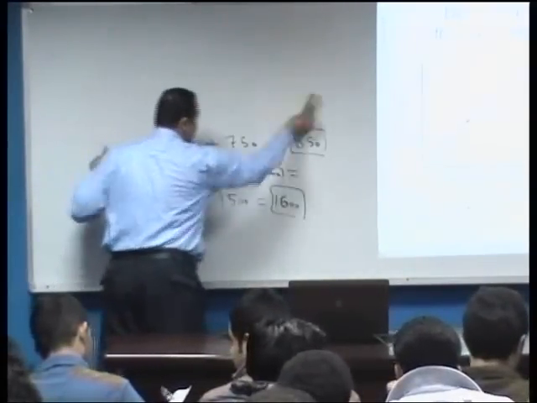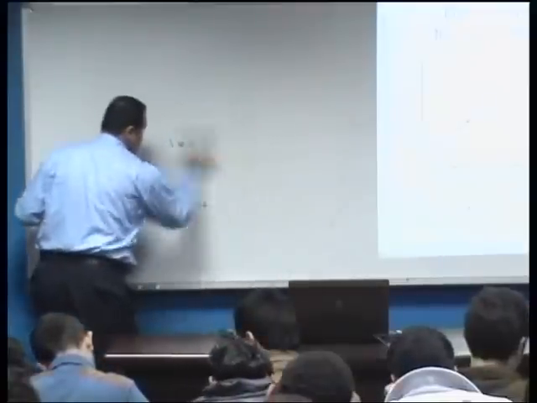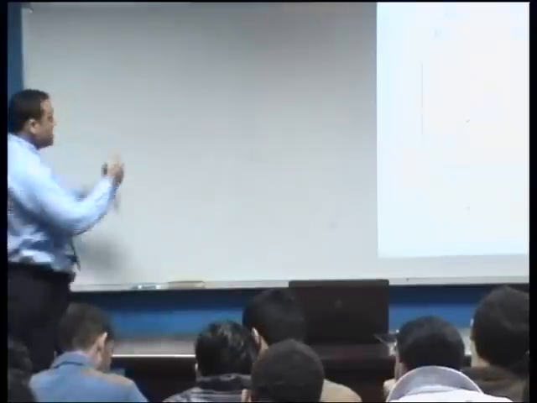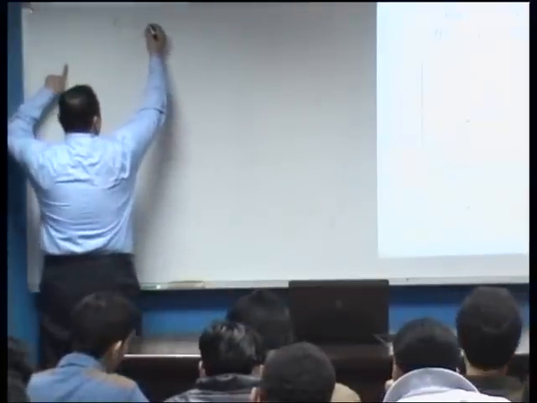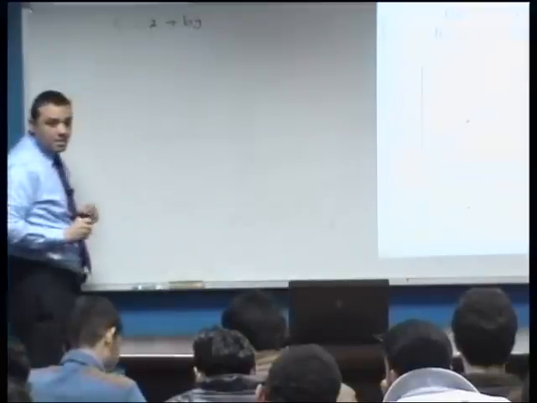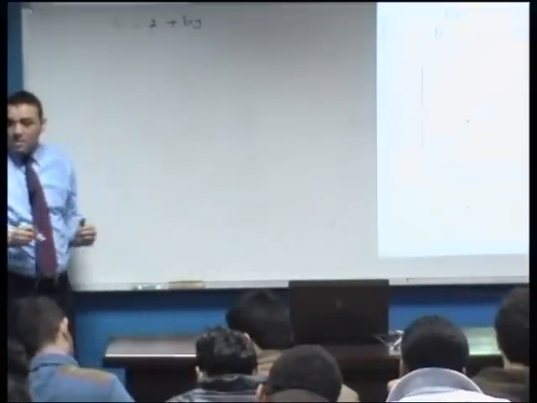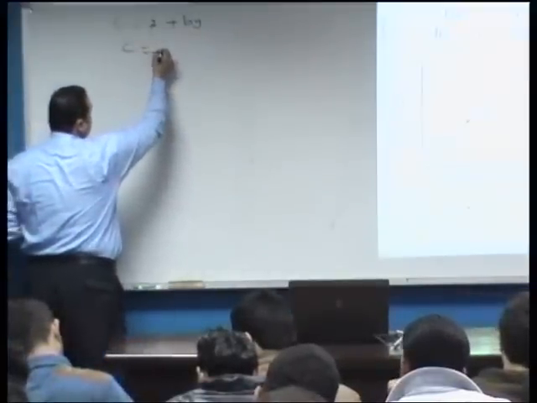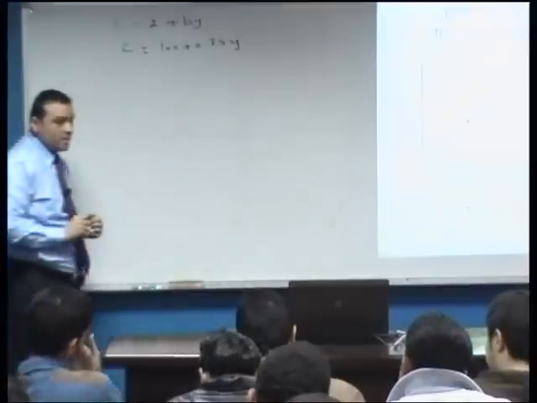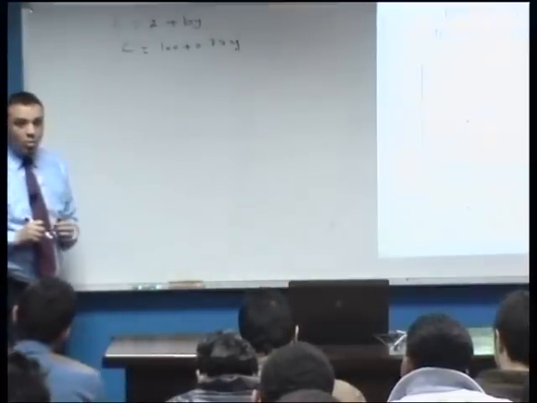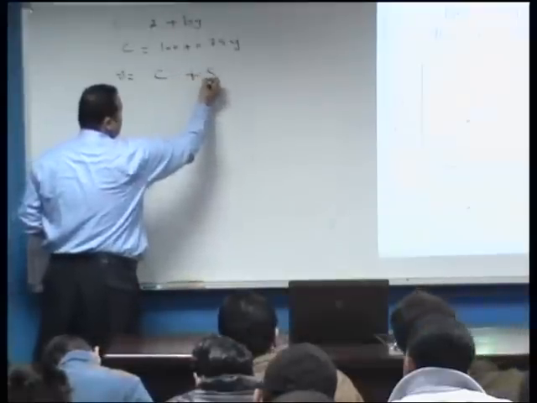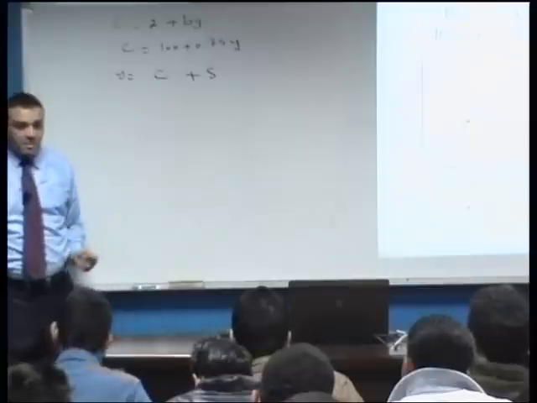So now let's derive the saving function from the consumption function. As you know, C equals A plus BY, right? In this example, C equals 100 plus 0.75Y, right? Y equals C plus S, consumption plus saving, right?